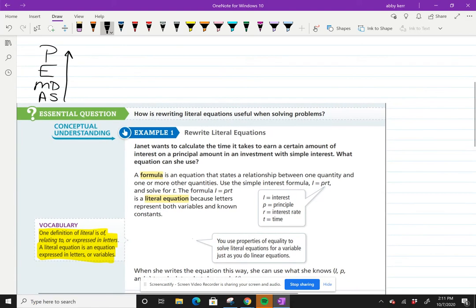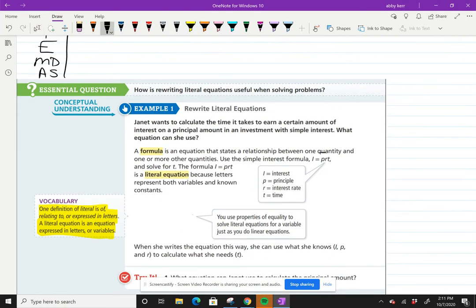So in the first example, it says Janet wants to calculate the time it takes to earn a certain amount of interest on a principal amount in an investment with simple interest. So what you need to know is that this is our equation, I equals PRT. Capital I stands for interest, P is the principal, R is the rate, and T is the time. Now notice it says she wants to calculate the time. So in this case, our time is T.